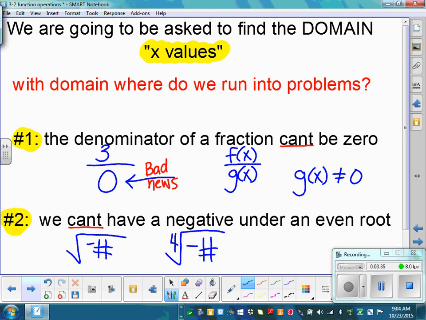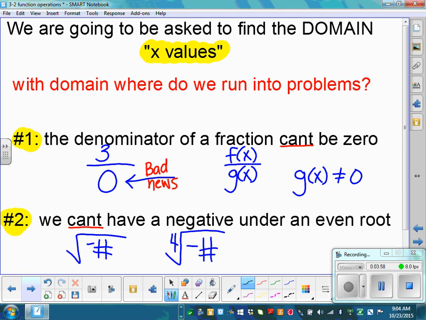Now we're going to be asked to find the domain as well today. Remember that domain is x values. How far left and right is our function growing? What's allowed? Today we're going to be restricting our domain because we want our domain to only contain real numbers. So with domain, what we have to think about is where do we run into problems? We'll restrict the domain so that we do not have problems.